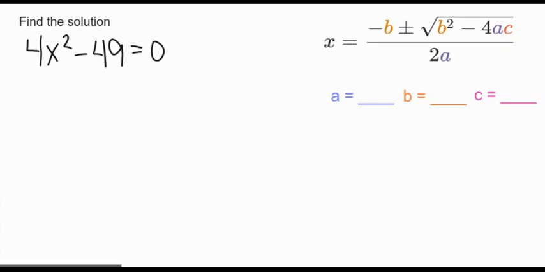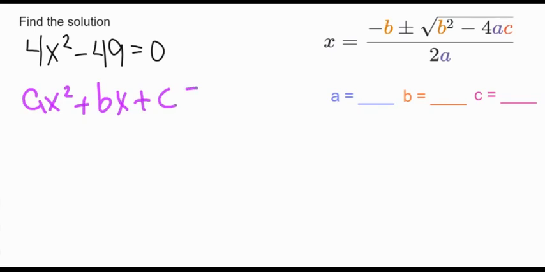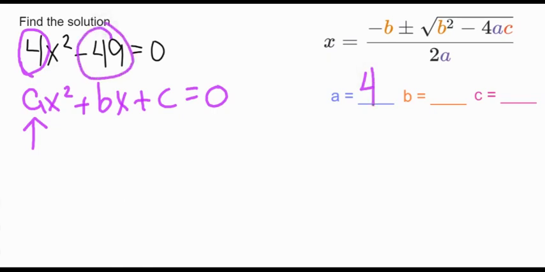The form of the equation is ax squared plus bx plus c equals 0. Notice that the coefficient of x squared is a. So right here, that is a. So we have a 4 for a. And notice that the number by itself is negative 49. That's the c. So that's negative 49.